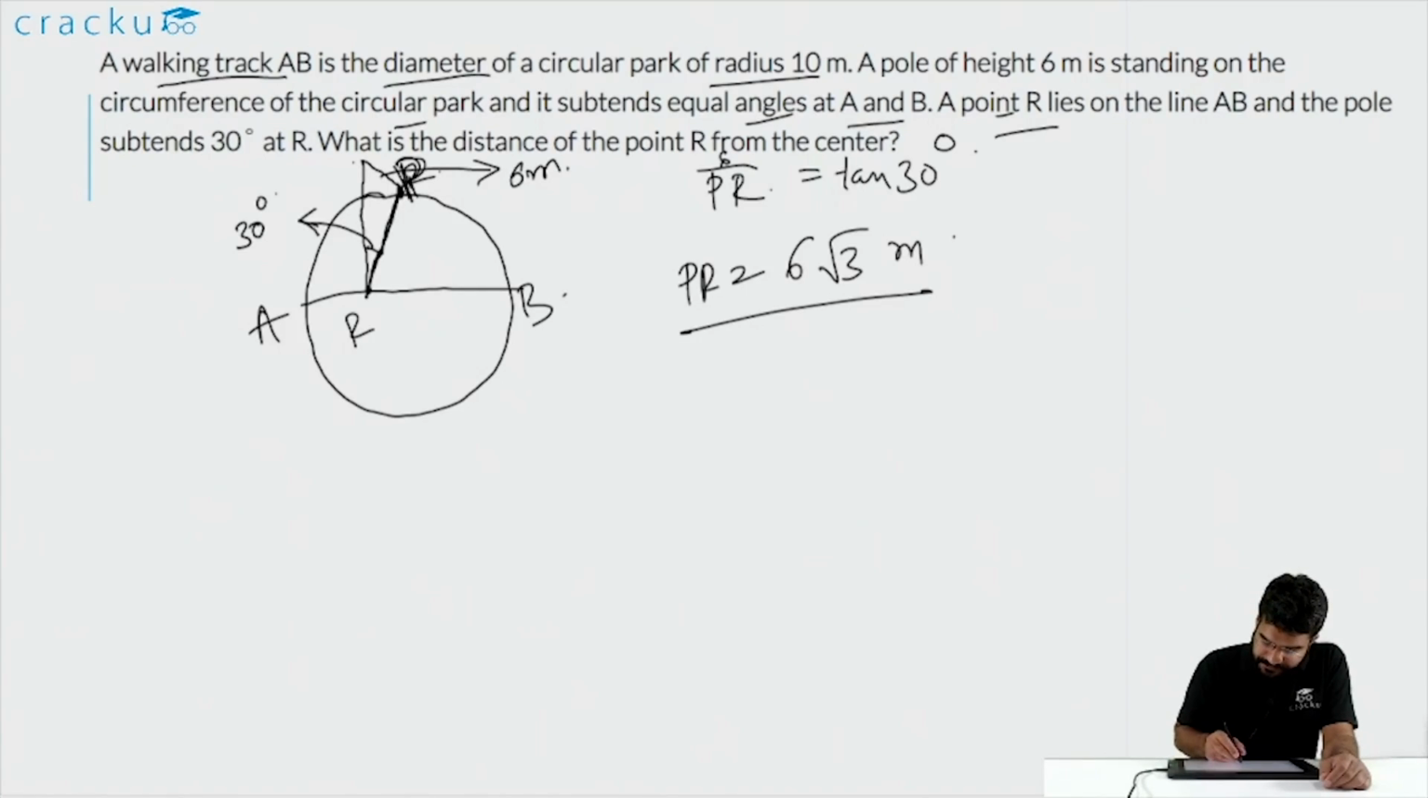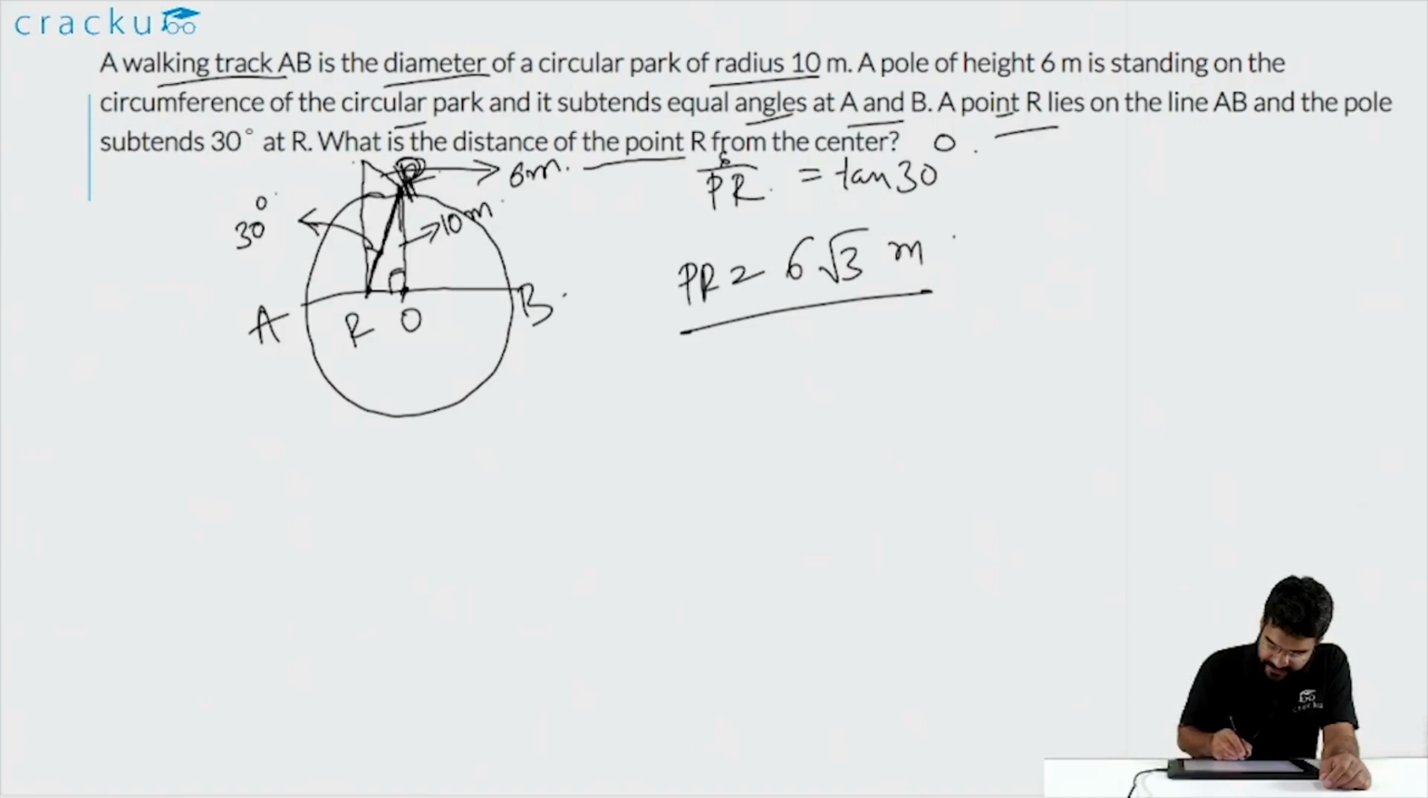Now once we know that, we are required to find out the distance of point R from the center. Let us assume that this is the center O. Now if you connect P and O, because P is equidistant from both A and B, it will be a perpendicular at the center. Now this is a right angle triangle. You know one of the sides, this is the radius of the circle, which is 10 meters.